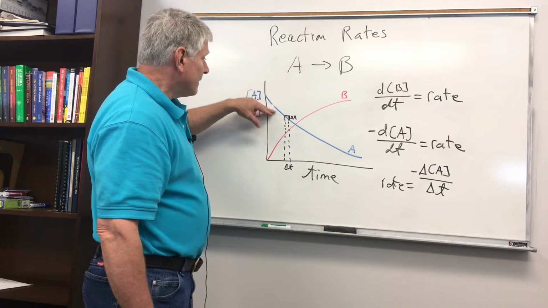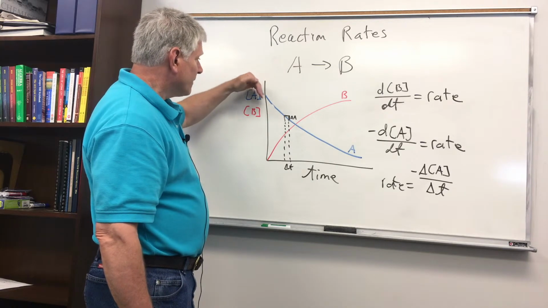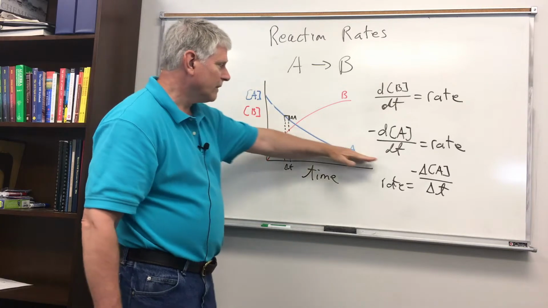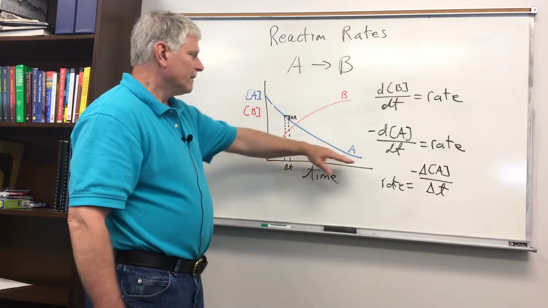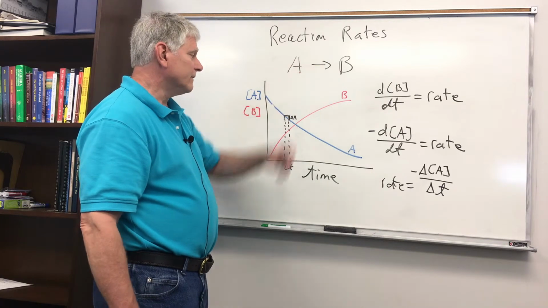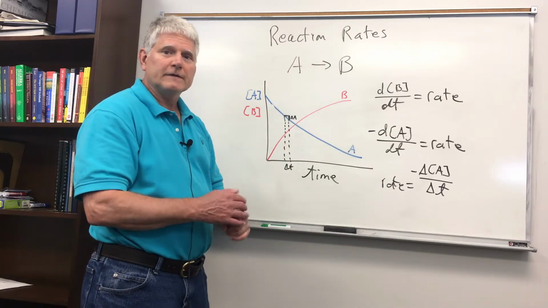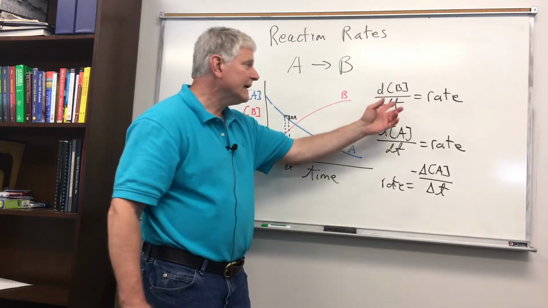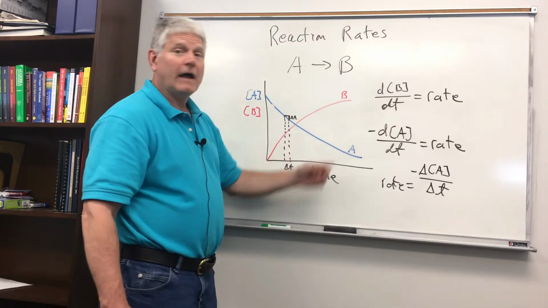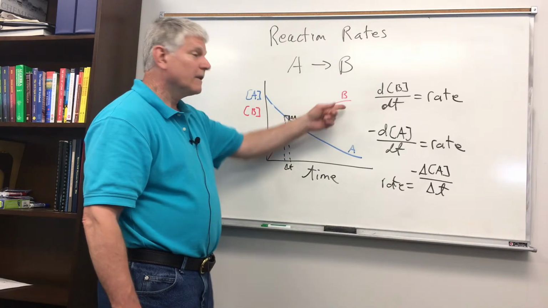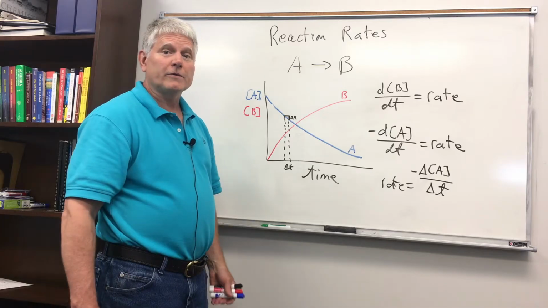And you can see the same thing with A. At first the slope for A is large, and then it starts to level off, and the slope becomes less in magnitude. So as A decreases, the reaction rate decreases. So the rate of the reaction changes over time. It's fast at first, and then it slows down as time gets larger.